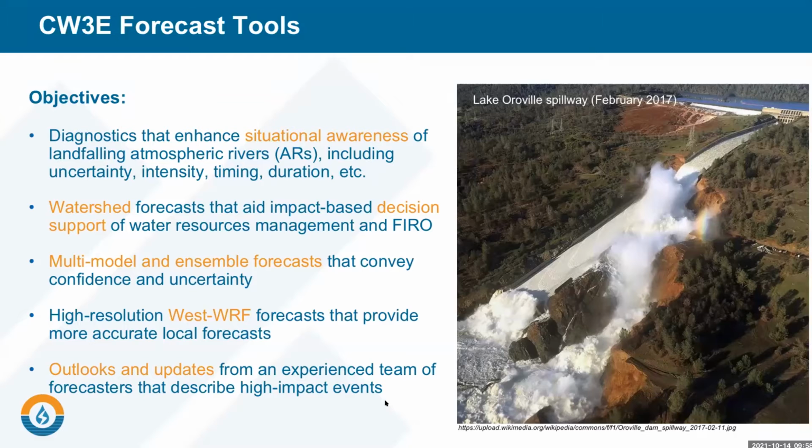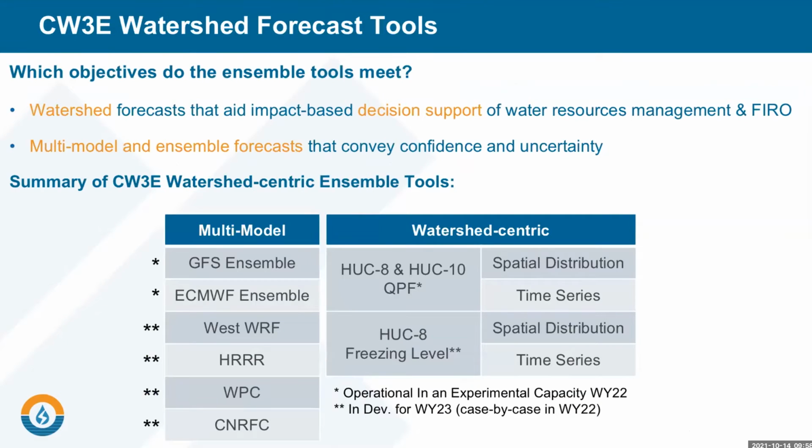So again, we've got our objectives here of all the forecast tools. I went over these less than an hour ago, so I won't spend too much time here. The main focus of a lot of these tools is that second objective listed there, the watershed forecast that aid in the impact-based decision support of water resources and FIRO. Again, we also have multi-models and ensemble forecasts in these tools as well. Go to the next slide, Jay.